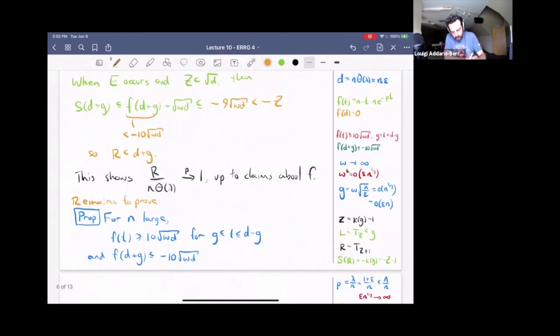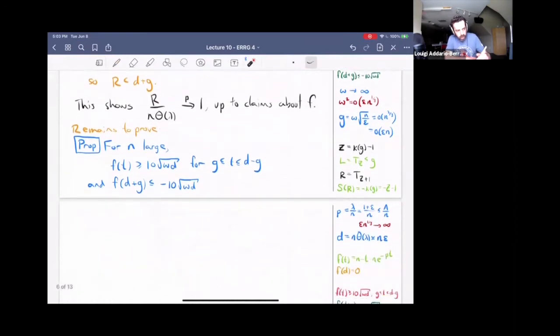We know that this is the definition of f: n minus t minus n e to the minus pt. We know that f of d is 0. That's just by plugging in. If you plug in d, which is n theta of lambda, you precisely see the identity for the Poisson survival probability that we've used before come out. So those I won't reprove.